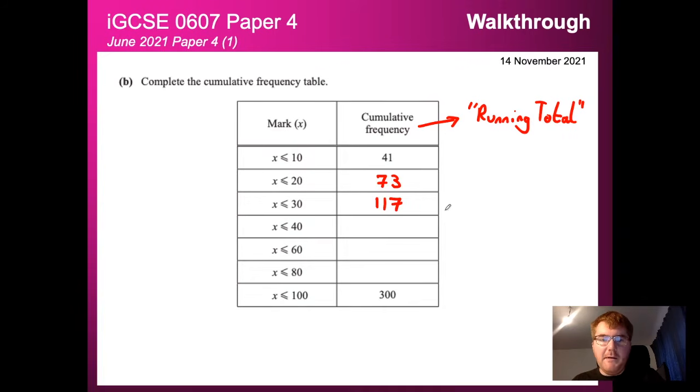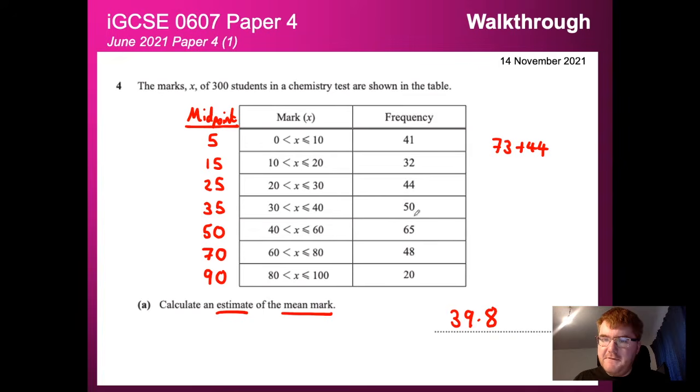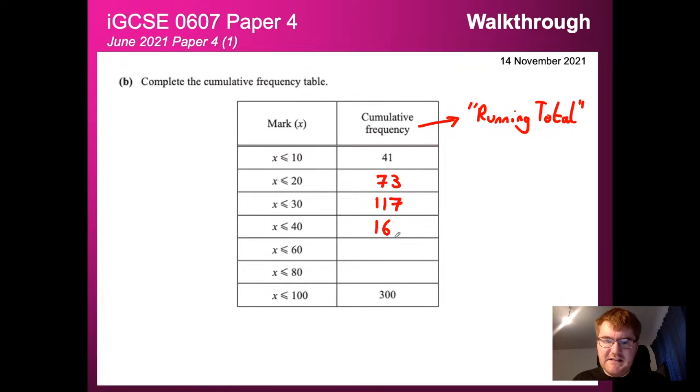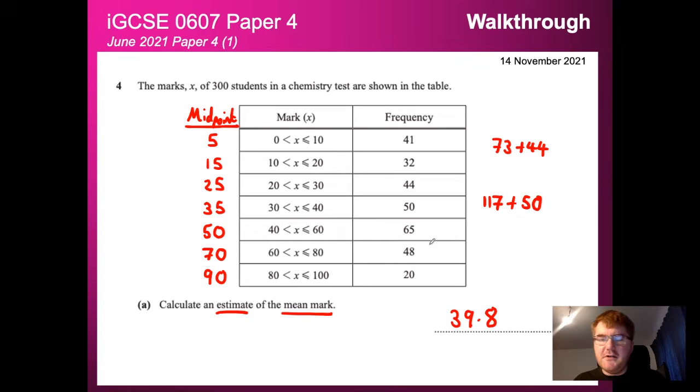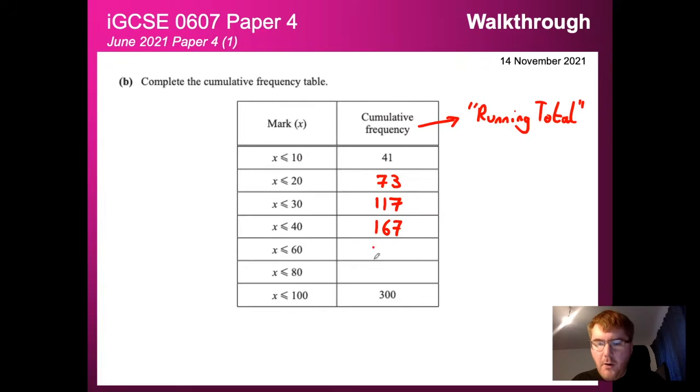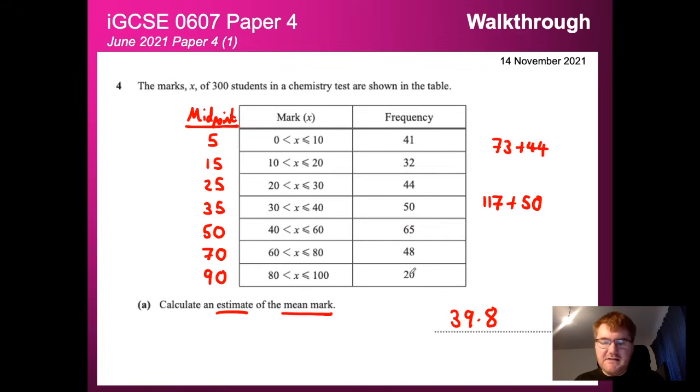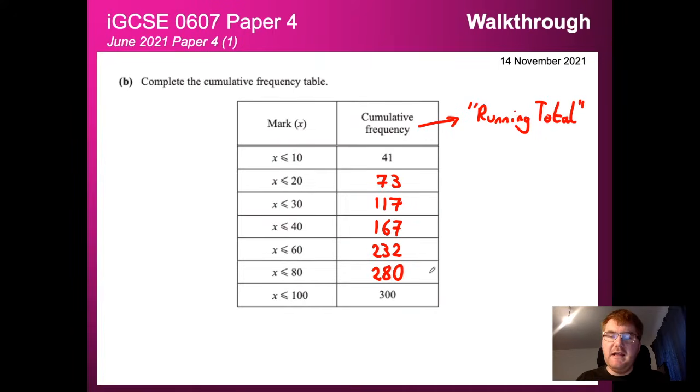117. I go back, and now I want to add on the 50, so 117, that previous value, plus 50, and then we get 167. And we do this same process going back, adding this value, popping it in like so, until we get all the values. And one thing you can do to check in the exam is when you do the very last one here, so 280, and then we add on that 20, we should get to that last number here of 300. So make sure you're really, really careful about actually putting these values in.